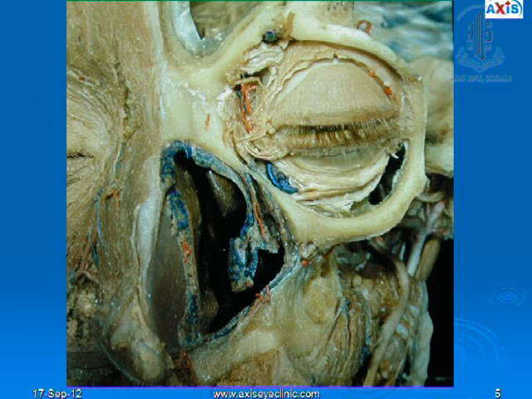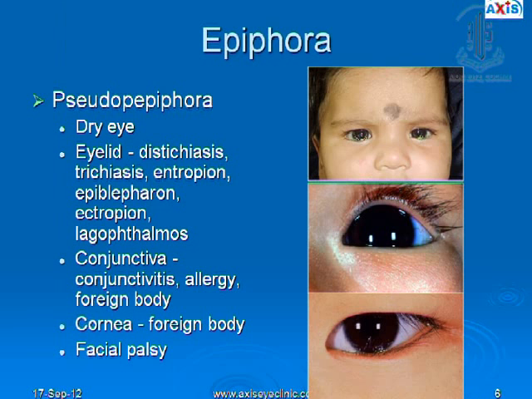Now this is a very beautiful picture which shows you the actual anatomy as it is seen. So here you can see that there is the punctum and the canaliculus which are going into the region of the lacrimal sac. And this is the lacrimal sac which is located in the lacrimal fossa, and here it is opening into the region of the nasolacrimal duct, and this is the nose.